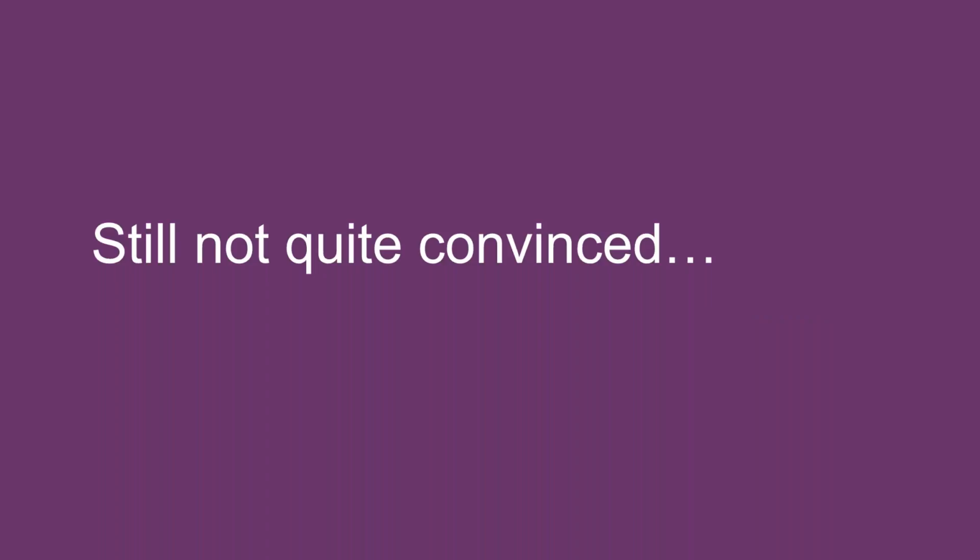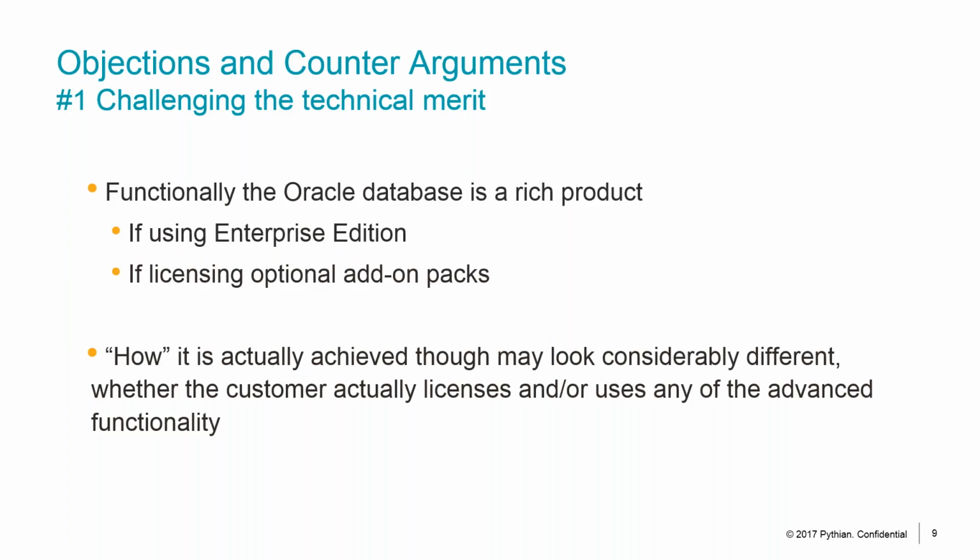So some people might think about the supportability argument. They might consider the cost argument. They might still not be quite convinced that they should embark on a migration project, even after considering those two factors. And here are some of the common arguments that we do hear out there in the field when we pitch these ideas. So the first one is a classic thing that people would say, which is that they challenge the technical merit of migrating out of Oracle, right?